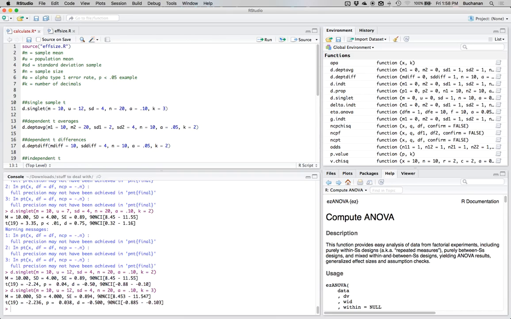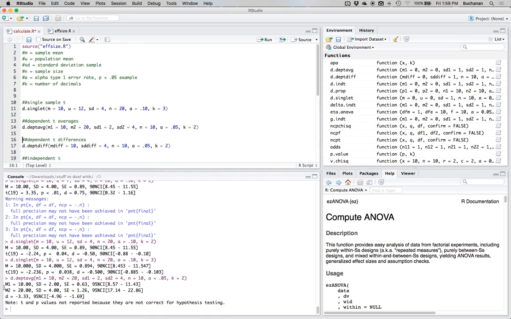So for dependent t, what we have to do for the average statistic is what'll happen is this will calculate dependent t with the average standard deviations on the bottom instead of standard deviation of the differences. And so I need mean 1, mean 2, standard deviation 1, standard deviation 2. There's only one n because this is dependent t. And so there's only one group. They're just tested twice. Alpha, which we already talked about, and decimals.